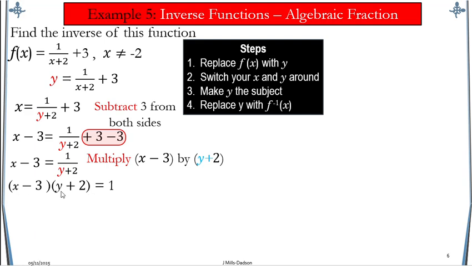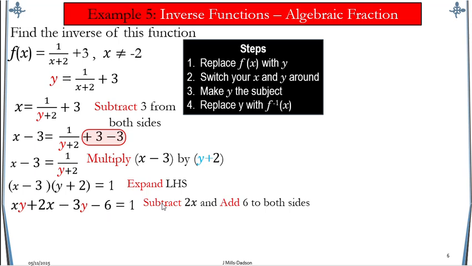Now expand that bracket. You're going to have xy, x times y is xy, x times positive 2 is 2x, negative 3 times y is negative 3y, negative 3 times positive 2 is negative 6, then all equals 1.